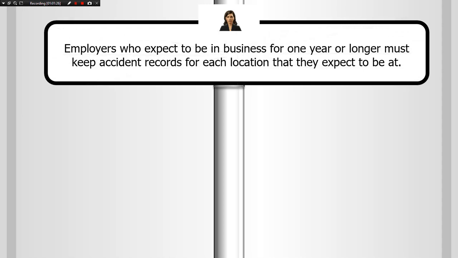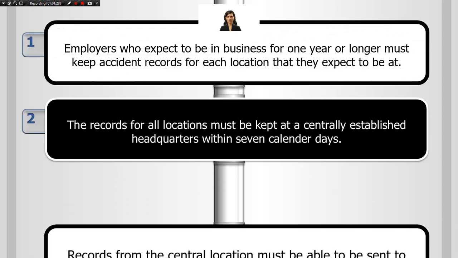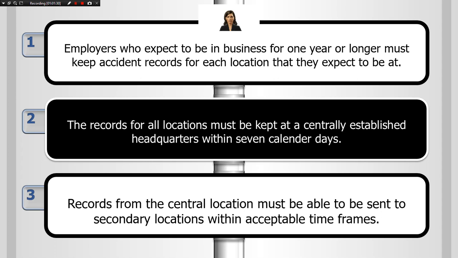Employers who expect to be in business for 1 year or longer must keep accident records for each location that they expect to be at. The records for all locations must be kept at a centrally established headquarters within 7 calendar days. Records from the central location must be able to be sent to secondary locations within acceptable time frames.